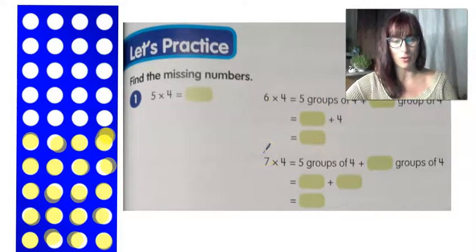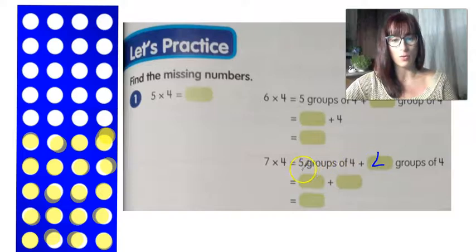7 multiplied by 4. Again, if I need to know what 7 multiplied by 4 is, I'm going to pick the best friend 5 groups of 4, because it's closer to 7 than 10 groups of 4. So 5 groups of 4 plus, now to get to 7, I need to add how many more groups? I need to add 2 more groups.